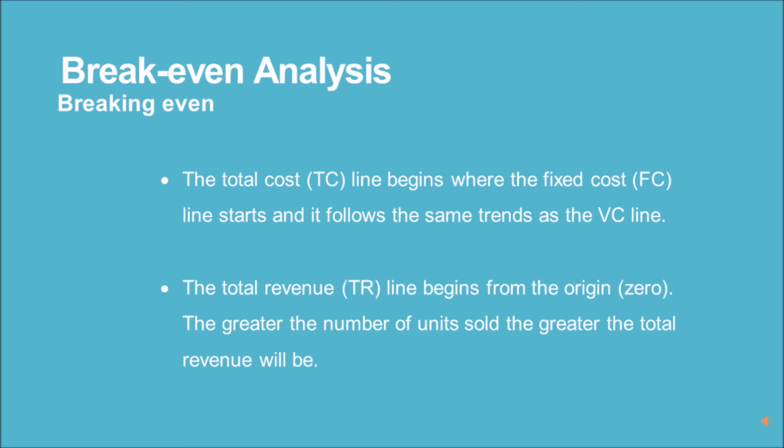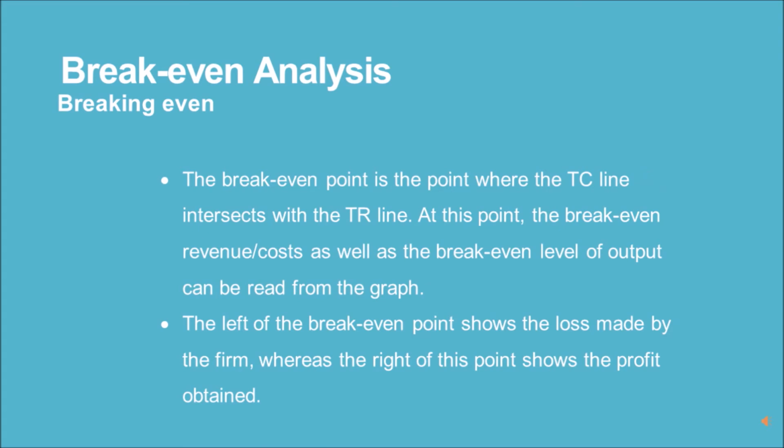The total cost, TC, line begins where the fixed cost, FC, line starts and it follows the same trend as the VC line. The total revenue, TR, line begins from the origin, 0. The greater the number of units sold, the greater the total revenue will be. The break-even point is the point where the TC line intersects with the TR line.